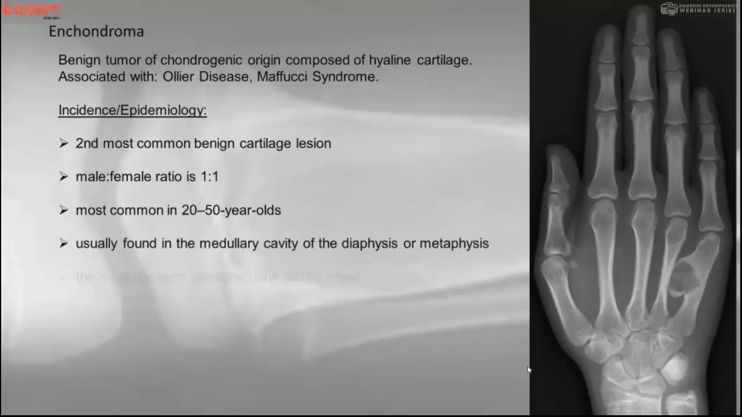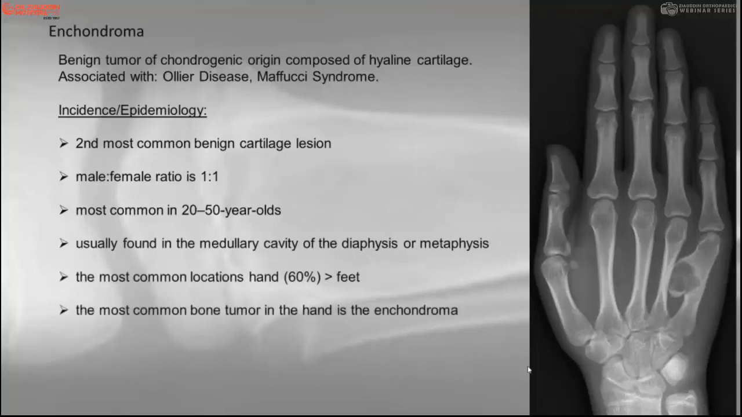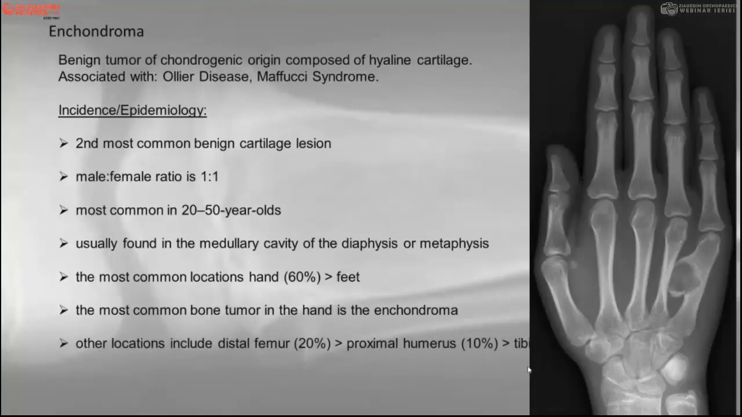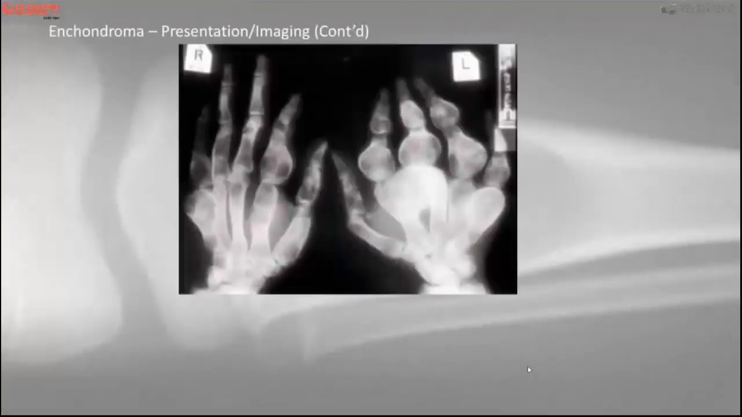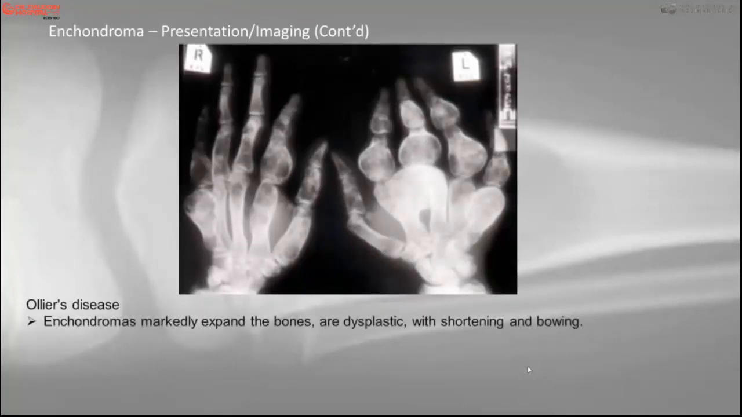Usually they are medullary. And the most common, as I told you before, is that 60% of them involve the hands and the feet. Other locations can be the distal femur and the proximal humerus. They can even appear like these bubbly bones, as seen in Ollier's disease.